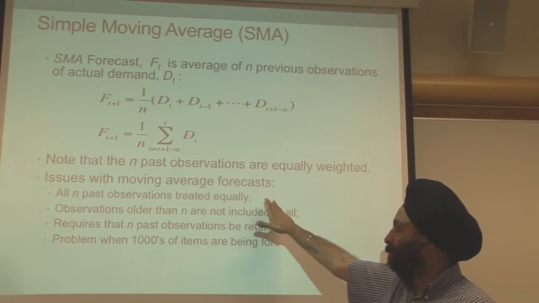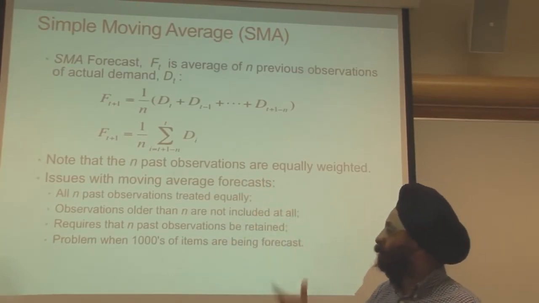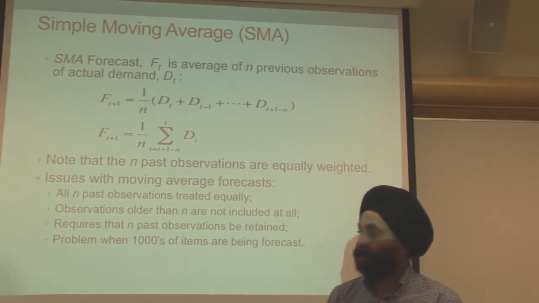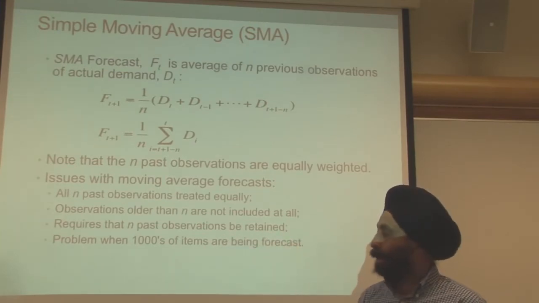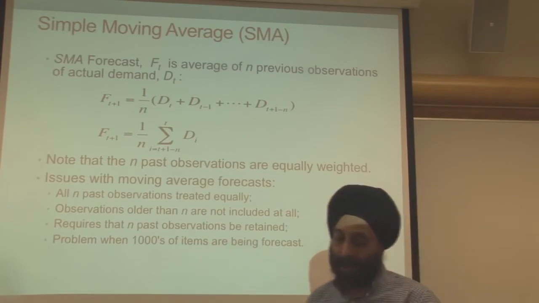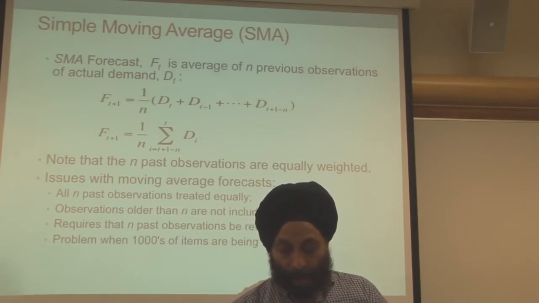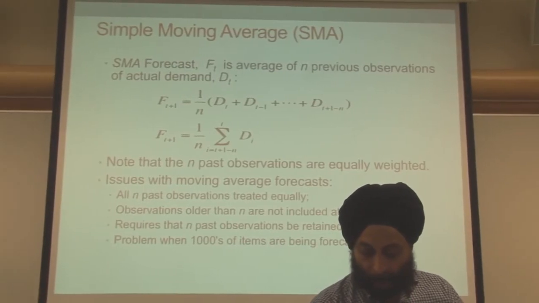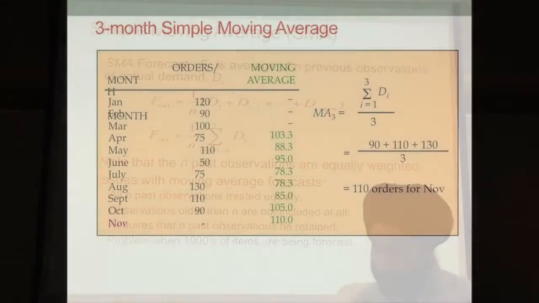The issue with the moving average forecast is that all n past observations are treated equally. Observations older than n are not included at all. That's one of the downsides of simple moving average. It requires that n past observations be retained. And it is a problem when thousands of items are being forecasted, because you end up losing data richness by excluding items older than n past data points.